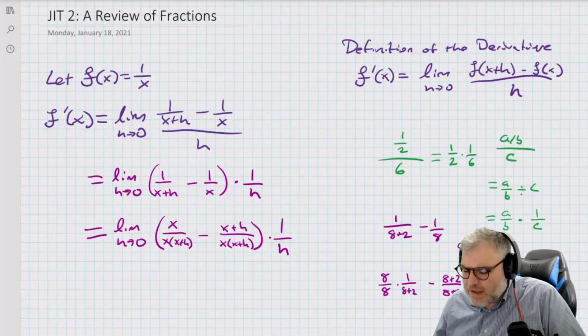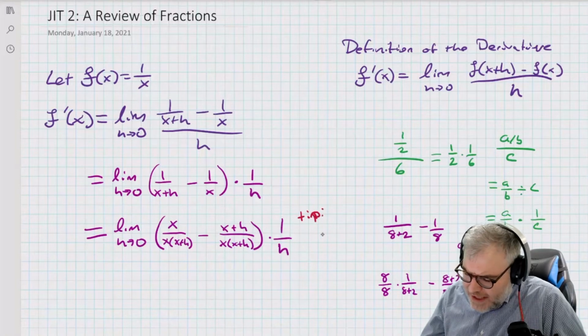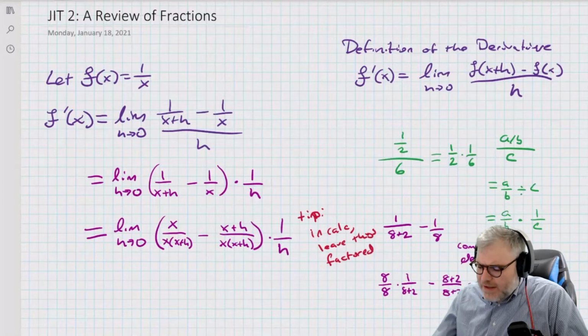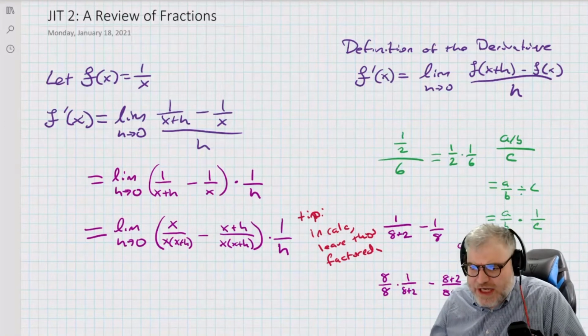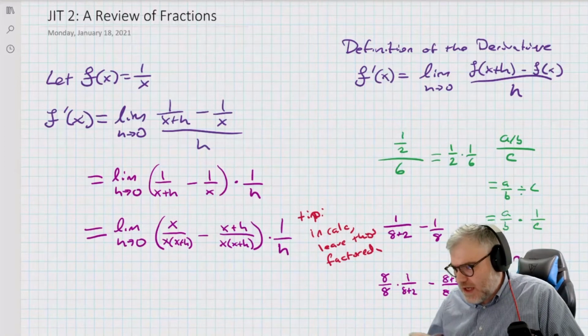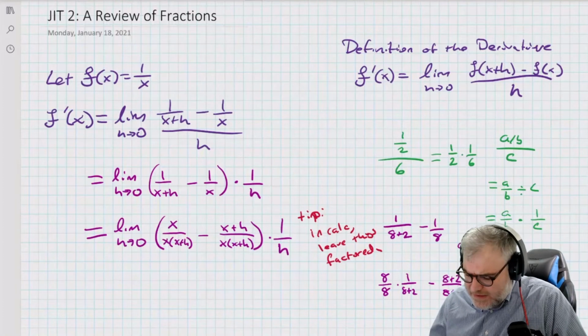Okay. Now, here's a tip. In calc, leave things factored. Okay, this is factored. I'm just going to leave this. And remember last time when I multiplied by the conjugate, I left one of the terms factored, and I only messed with the one with the other square root. And it's the same thing here. I'm just going to leave this x times x plus h factored. But it's a common denominator.